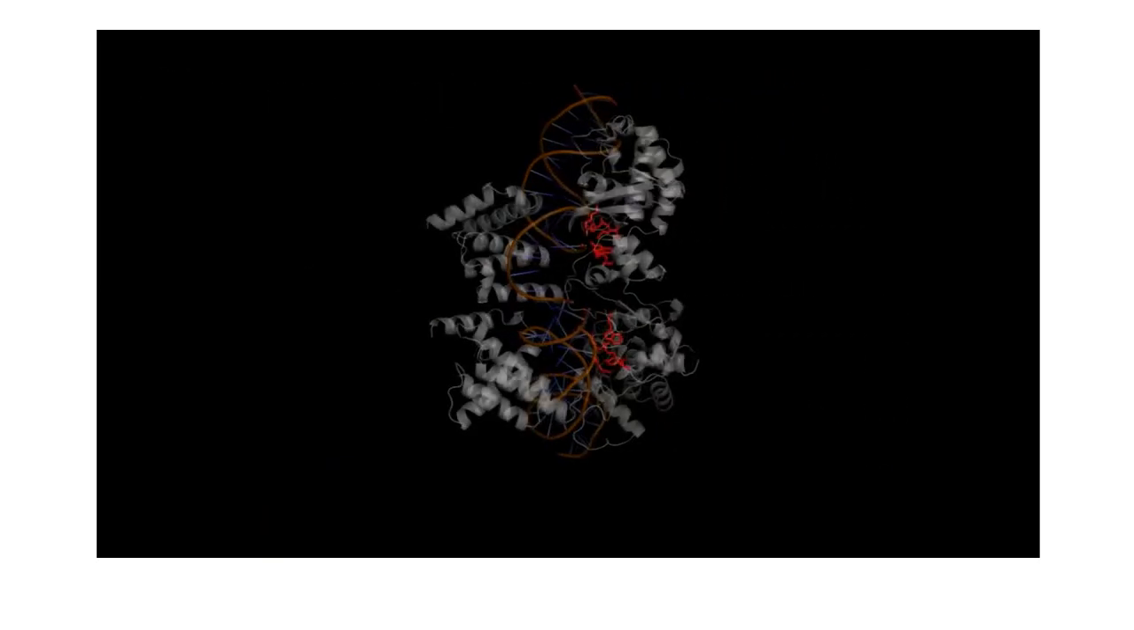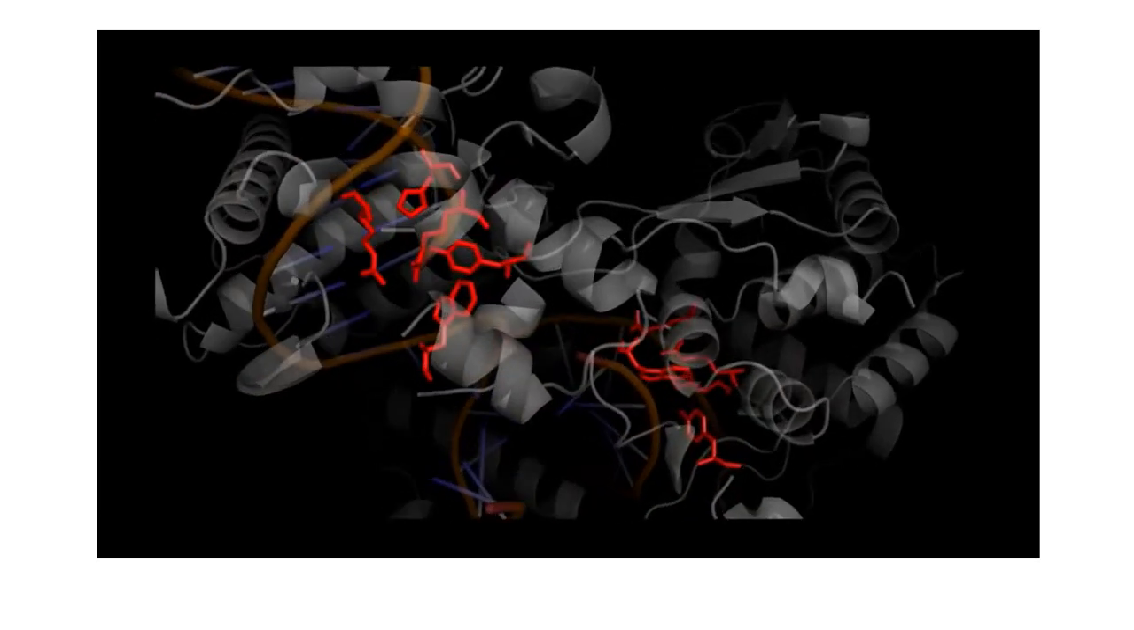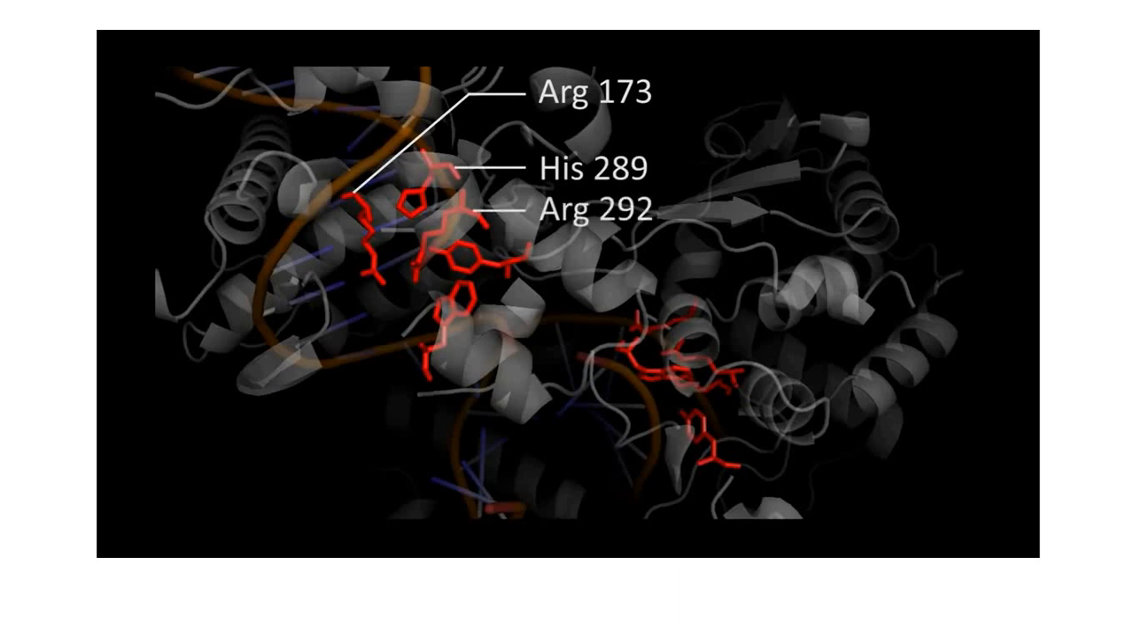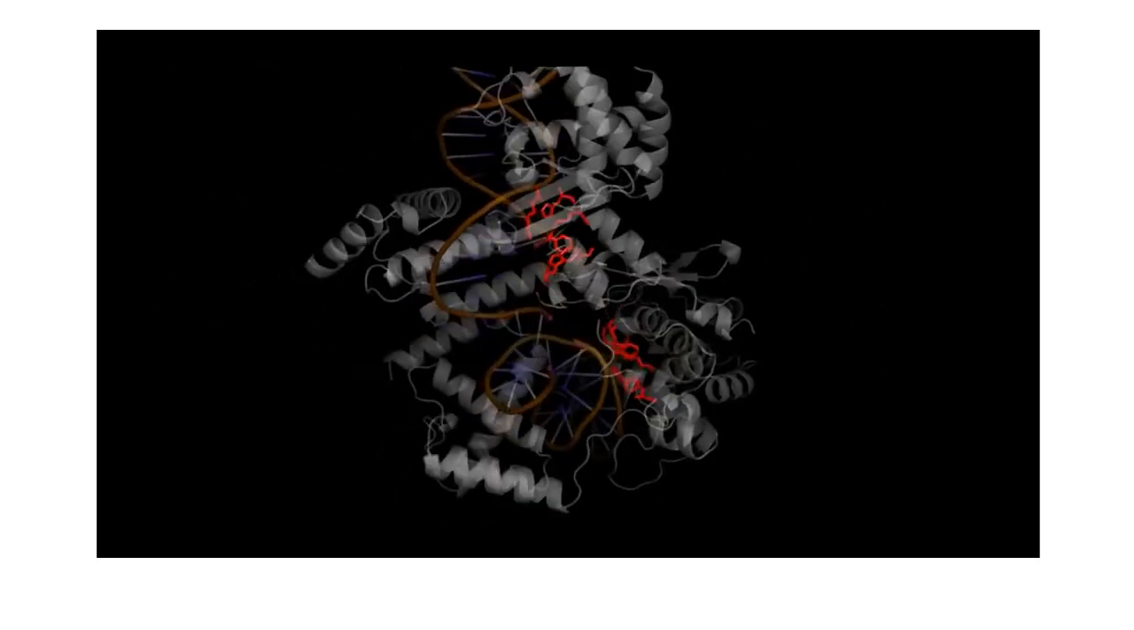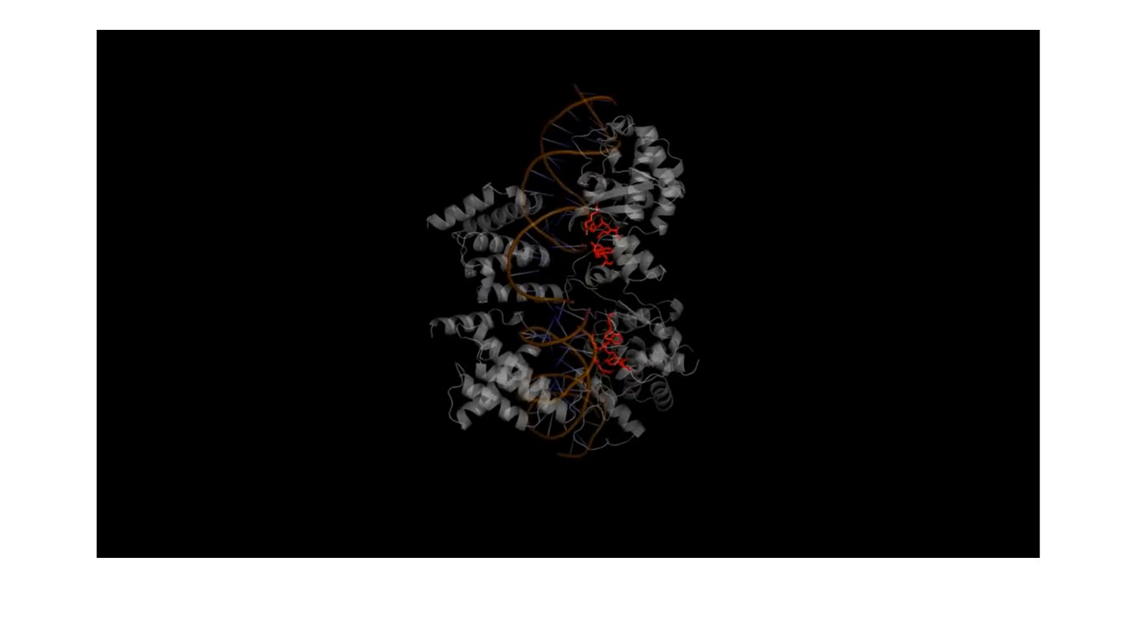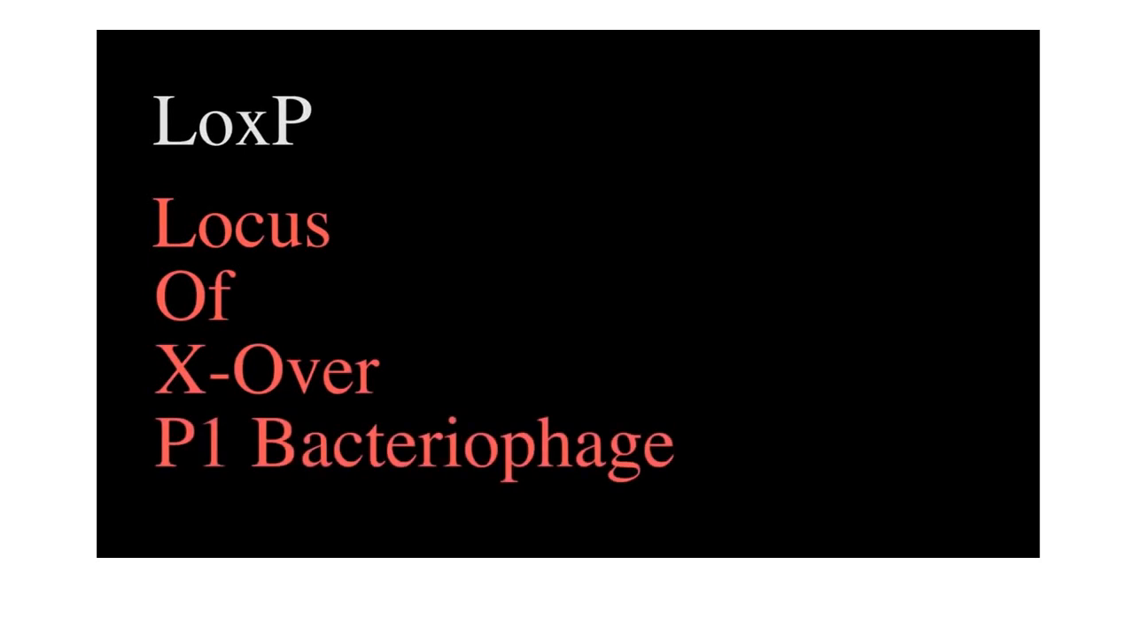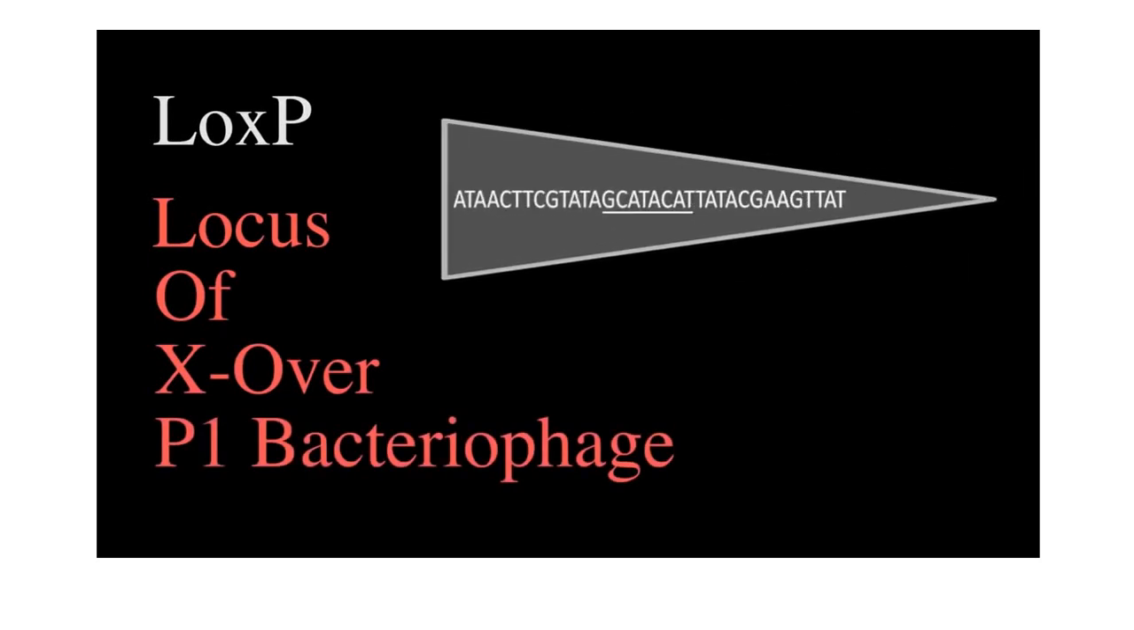The Cre recombinase enzyme contains an active site consisting of a catalytic triad with the residues arginine 173, histidine 289, and arginine 292, and nucleophilic residues tyrosine 324 and tryptophan 315. This allows for Cre recombinase to bind to its substrate DNA. The name LOXP comes from the locus of crossover in P1 bacteriophage. LOXP is a site on the P1 bacteriophage consisting of 34 base pairs.